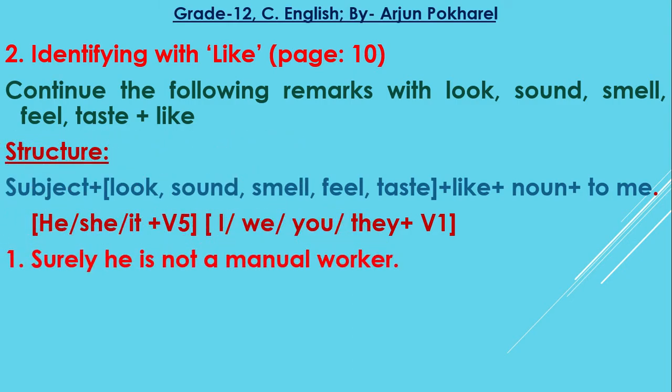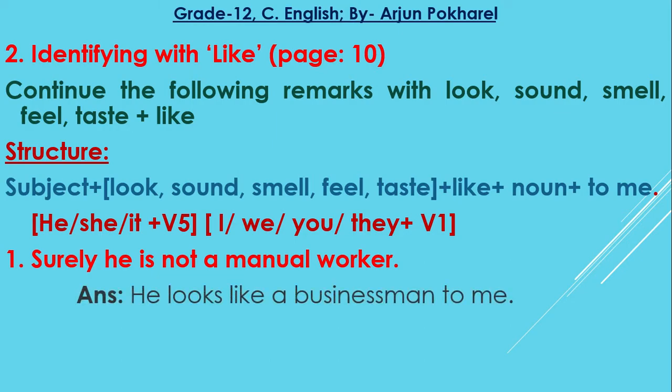Now let's move to the exercises. Exercise one: surely he's not a manual worker. This means, let's say, he looks like a businessman to me. He's not a manual worker. He looks like a businessman to me. Or he looks like a bank manager. You can say he looks like a bank manager to me. In this way you have to add "to me" at the end of the sentence.